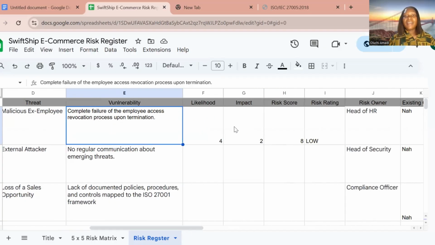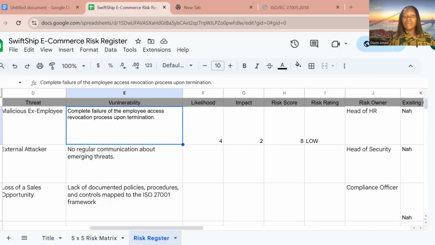Then the next one we have here is likelihood and impact. Likelihood is the probability of the risk occurring. So what is the probability that this thing is going to happen? Then the impact is the severity of the consequences if the risk occurs. So likelihood is the probability that this risk is going to happen, and the impact is, if it happens, what will happen?